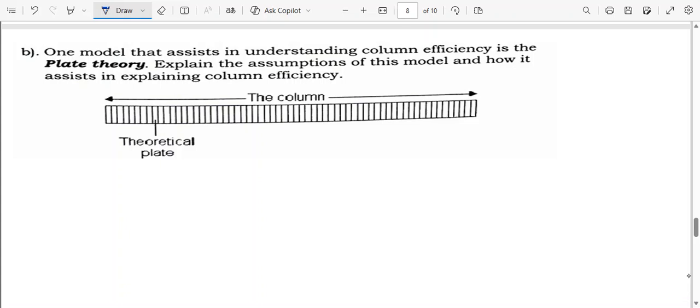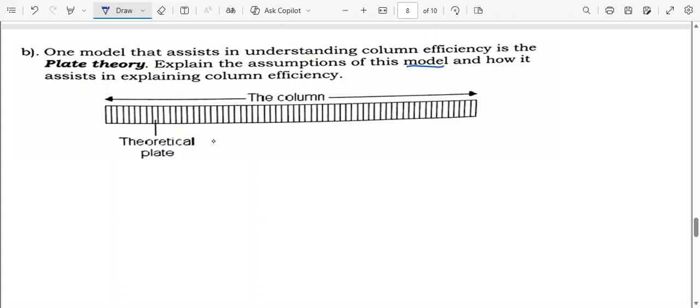One model that assists in understanding the column efficiency is the plate theory. Explain the assumption of this model, plate theory, and how it assists in explaining column efficiency. The more plates we have in a chromatographic column, the better the column efficiency. So the higher the N, the better the separation.